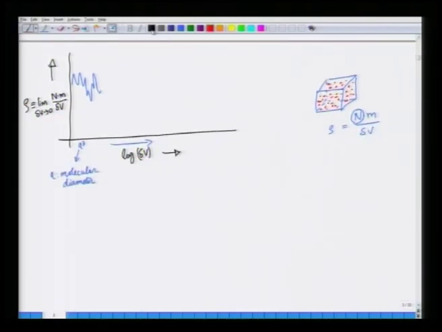So as you increase delta V, you will find that the density will eventually settle to a constant value. This is precisely because the fluctuations in n about the mean, about the average, are proportional to 1 over root n. This is a fundamental result in statistics and statistical mechanics, and it goes by the name of the central limit theorem.